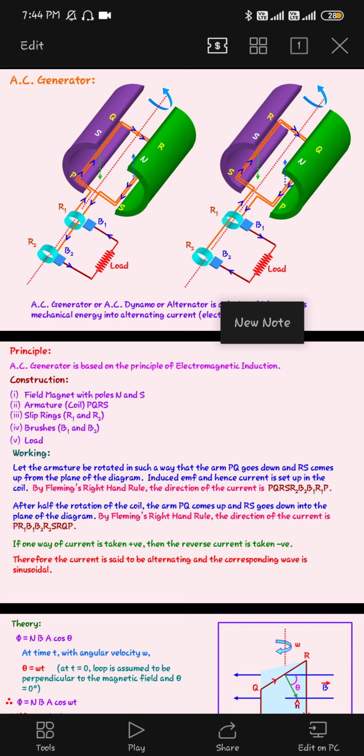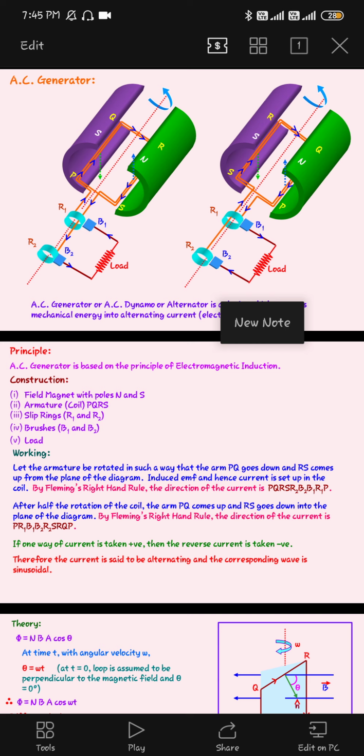After half of the rotation of the coil, arm PQ comes up and arm RS goes down in the plane of the diagram. And by Fleming's right hand rule, the direction of the current is given by P R1 B1 B2 R2 S R Q P. If one way of the current is taken as positive and the reverse current is taken as negative, therefore the current is said to be alternating and the corresponding wave is sinusoidal.